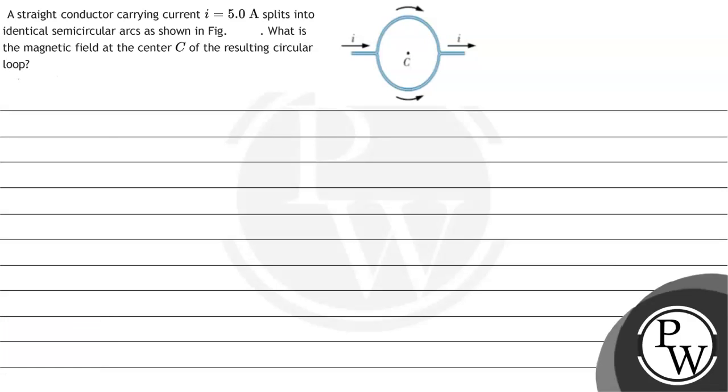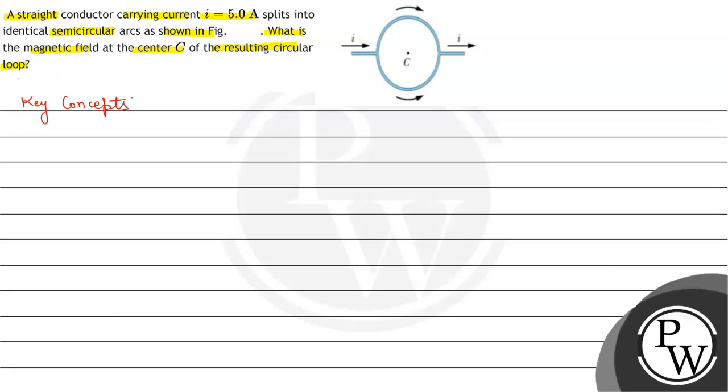So the question says, a straight conductor carrying current I equal to 5 ampere splits into identical semicircular arcs as shown in the figure. What is the magnetic field at the center C of the resulting circular loop? So let us first revise the key concepts behind this question.